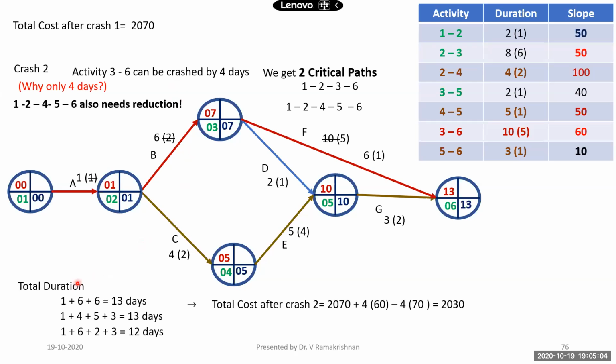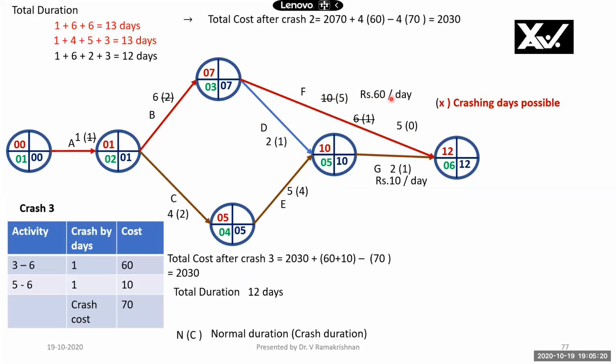Okay? So total duration is now 13 days. You can see these two critical paths are there. 1, 4, 5, 3 also becomes critical path now. Right? Total cost after crash is 2070 plus 4 times 60 rupees per day crash cost.